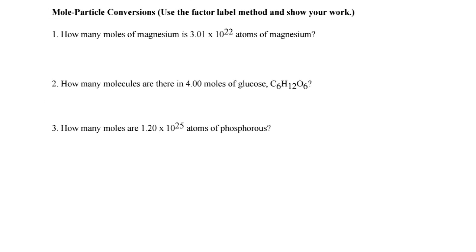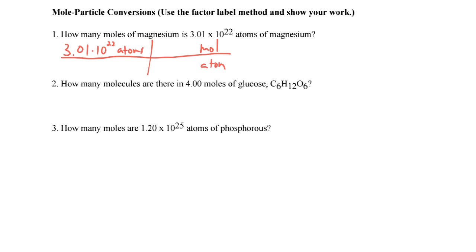So number one, how many moles of magnesium is 3.01 times 10 to the 22nd atoms of magnesium? Whenever we're given a number, it's very likely we want to just write that number in the top left spot of a unit conversion bar and make sure to include its units. So it's 3.01 times 10 to the 22nd atoms. Next, we'll write our desired unit of moles at the top and atoms at the bottom.